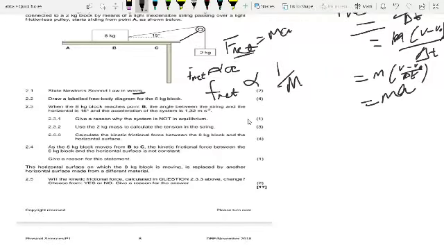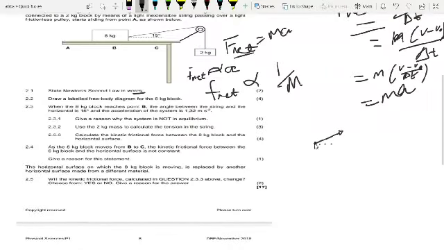2.2 they're saying draw a free body diagram. So if you draw a free body diagram, you should have a force like this. Firstly, for which mass? For the 8 kg block. Looking at that, we have this force here, at a specific angle.